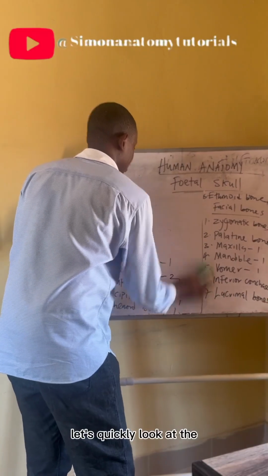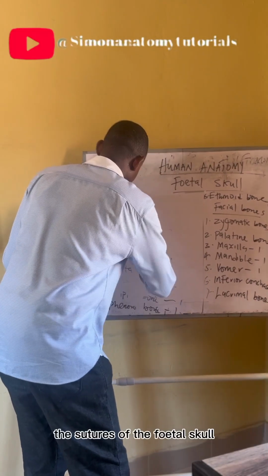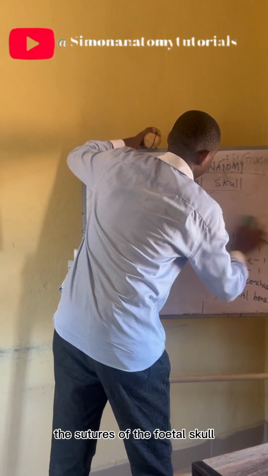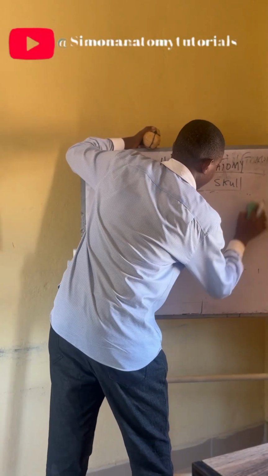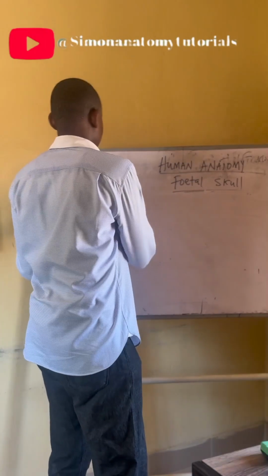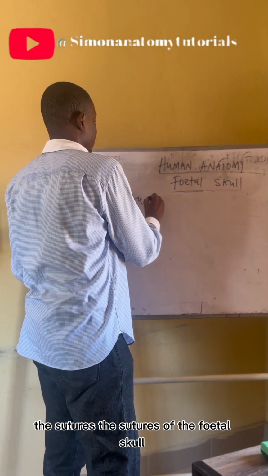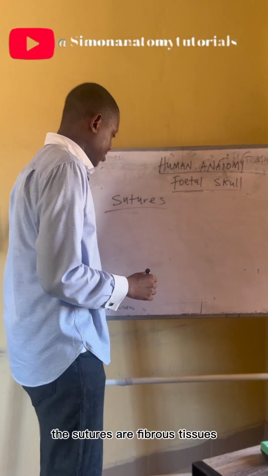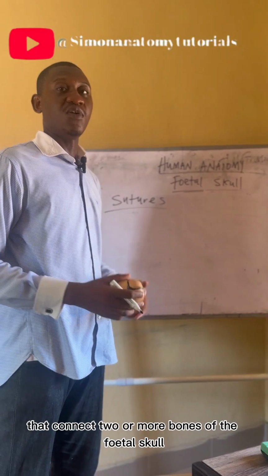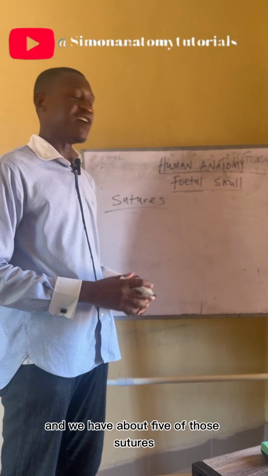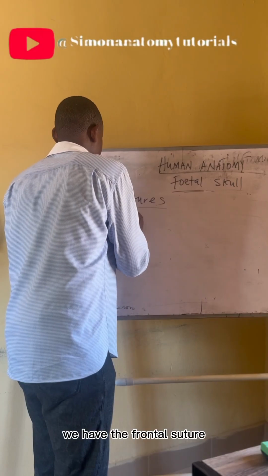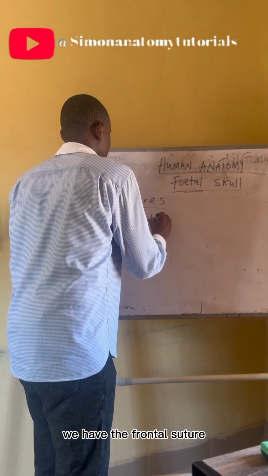Let's quickly look at the sutures of the fetal skull. The sutures are fibrous tissues that connect 2 or more bones of the fetal skull. And we have about 5 of those sutures. We have the frontal suture.